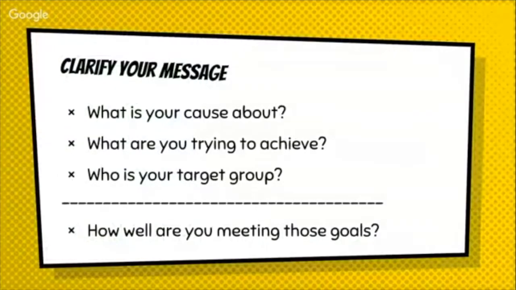Okay, first, I would like to tell you about clarifying your message. When you are creating any kind of message, you have to make sure it's clear and understandable. It is good to read things before you share it. The first one would be that you are aware what the case is that your cause is about. The second one is what you are trying to achieve by this way of communication, and the last one is who your target group is. Also, very important is for you to know how well you are meeting all the purposes.